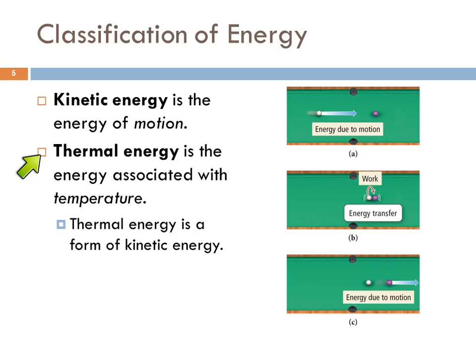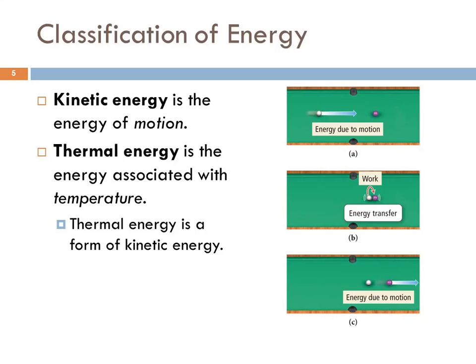Then we have thermal energy. This is the energy that's associated with temperature. This can be very confusing. Thermal energy and heat are not the same thing. Okay? Heat gets transferred, is this flow of energy from one thing to another, but the actual energy, that thing that can be possessed, is thermal energy. Thermal energy is actually a form of kinetic energy. Everything has a certain amount of thermal energy.